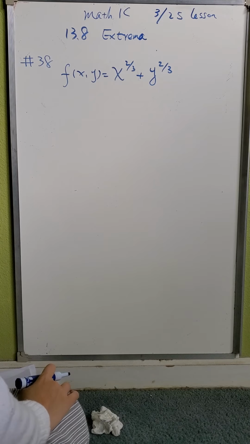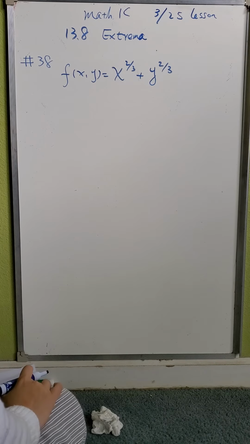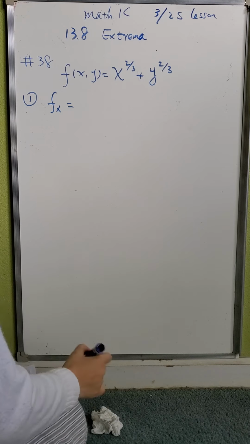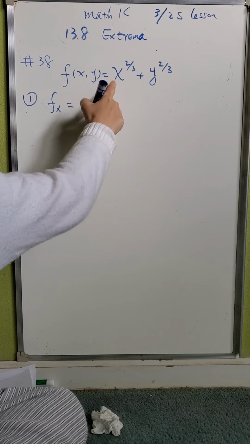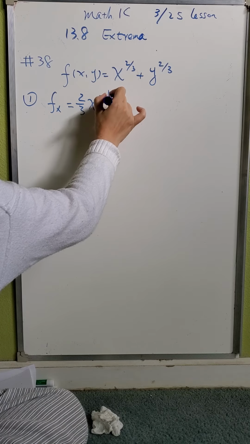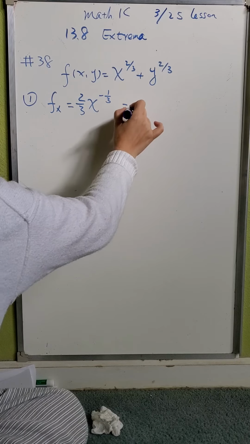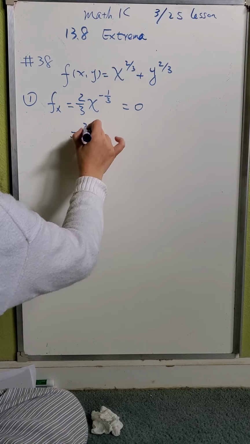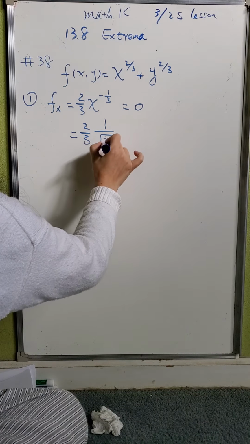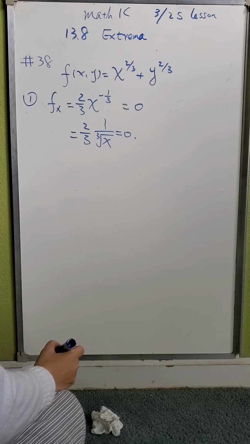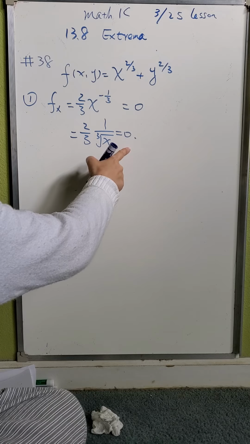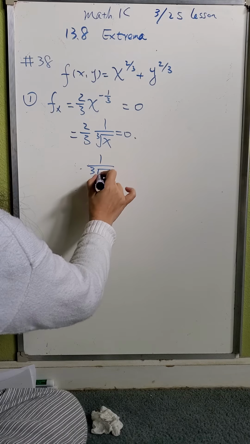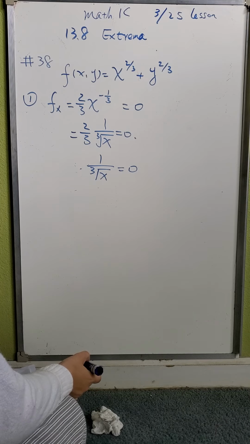So for this one, I will do the same thing. I'm going to take the partial derivative first. If I take the partial with respect to x, I will have 2/3 x^(-1/3), and I set this equal to 0. Well, let's see, this one has no solution. Why is that? Because it's impossible to get 0 here, the best you can do is 1. You cannot do that.